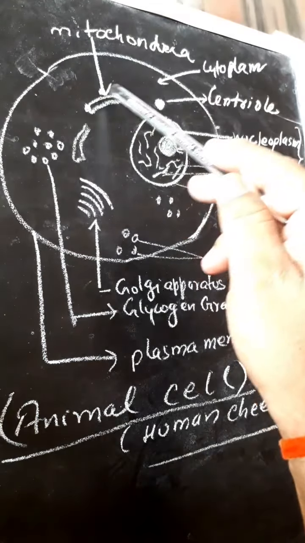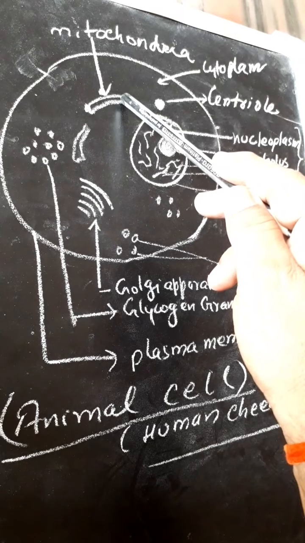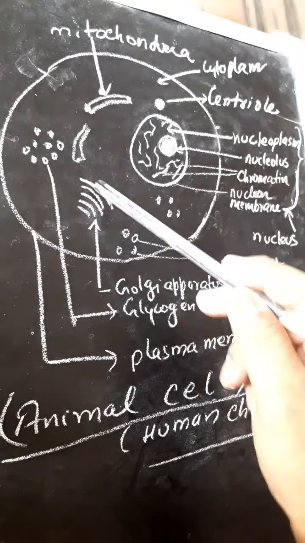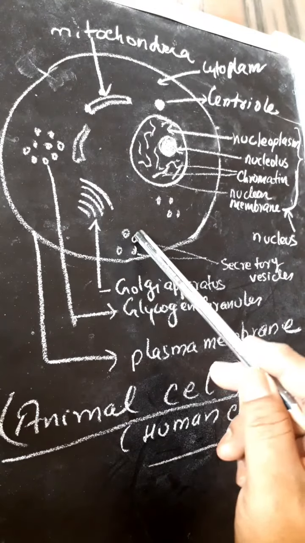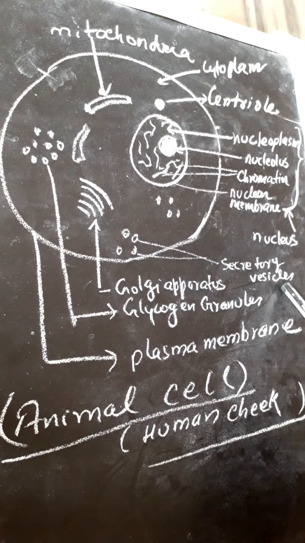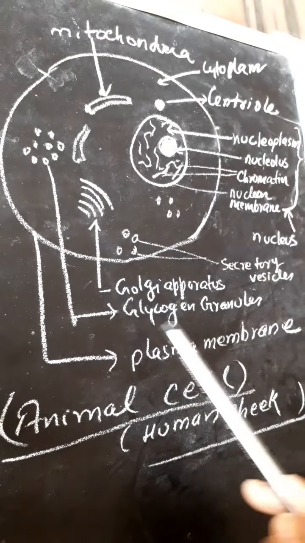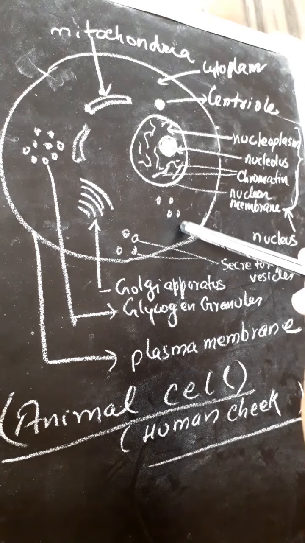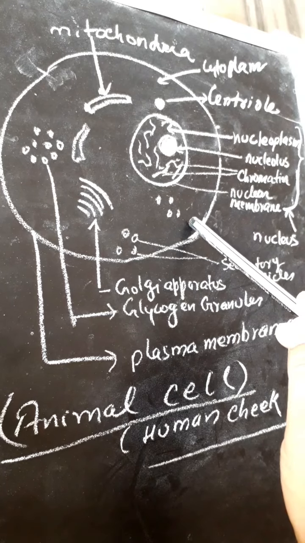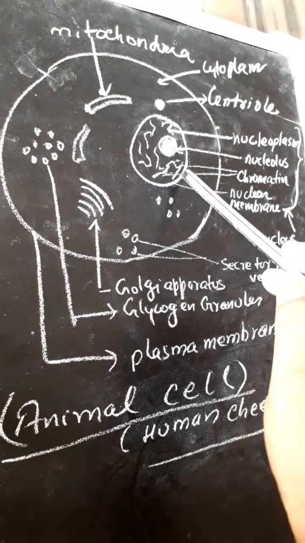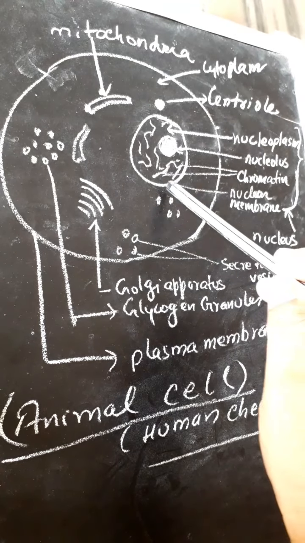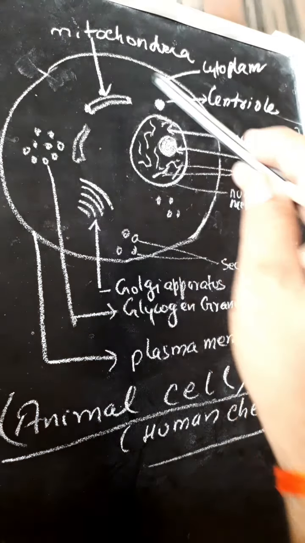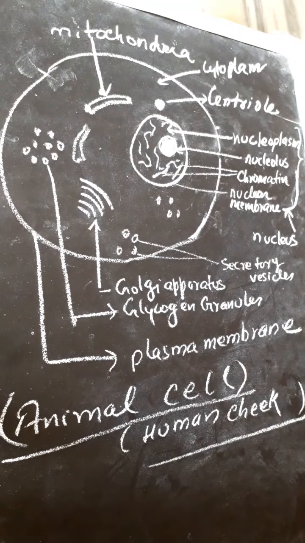We are seeing mitochondria. This is called the powerhouse of the cell. We will discuss them in detail later on. This is called the Golgi apparatus. These dot-like structures are secretory vesicles. These are glycogen granules. We will study them one by one in detail. Some structures are not visible here, like endoplasmic reticulum and lysosomes, but we will discuss them also.